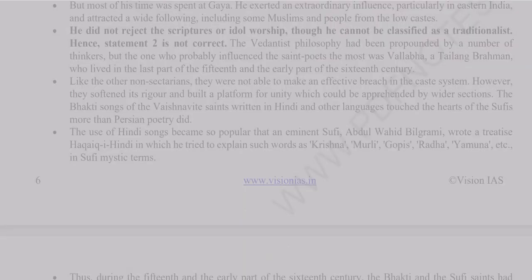But most of his time was spent at Gaya. He exerted an extraordinary influence, particularly in eastern India, and attracted a wide following, including some Muslims and people from the low castes. He did not reject the scriptures or idol worship, though he cannot be classified as a traditionalist. Hence, statement 2 is not correct. The Vedantist philosophy had been propounded by a number of thinkers, but the one who probably influenced the saint poets the most was Vallabha, a Telugu Brahmin, who lived in the last part of the 15th and the early part of the 16th century.